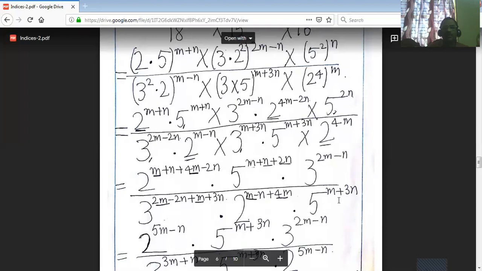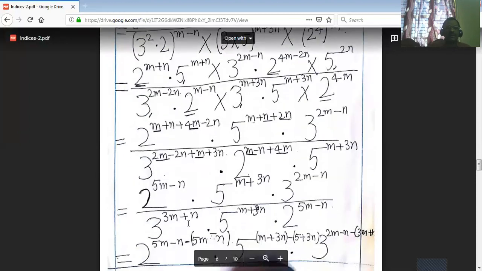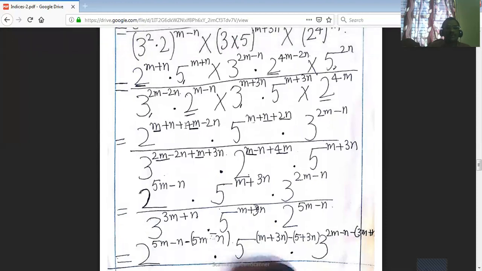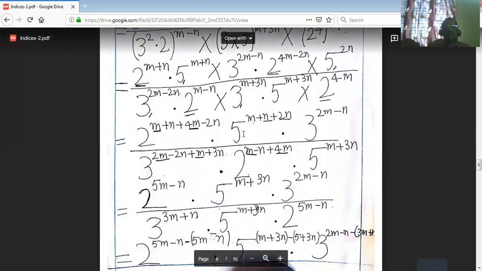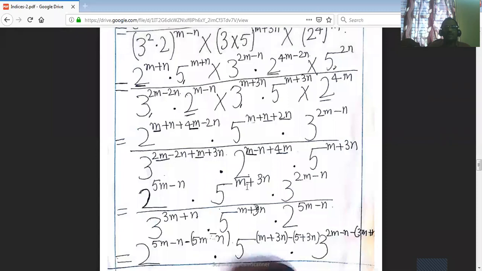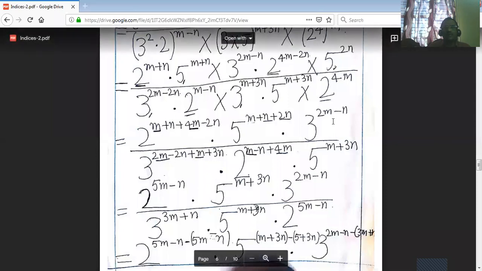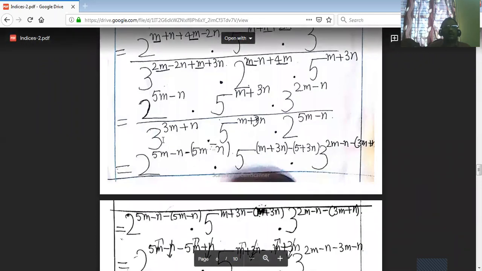Now 5 to the power of m plus 3n. Look at this, 5 to the power of m plus 3n is applied, and now all identical bases are segregated in one bunch. Now if you simplify, this becomes m plus 4m is 5m, n minus 2n is minus n. 5 to the power of m plus n plus 2n becomes m plus 3n, and 3 to the power of 2m minus n. Now 3 to the power of 2m plus m is 3m, minus 2n plus 3n is plus n. This is 3m plus n.